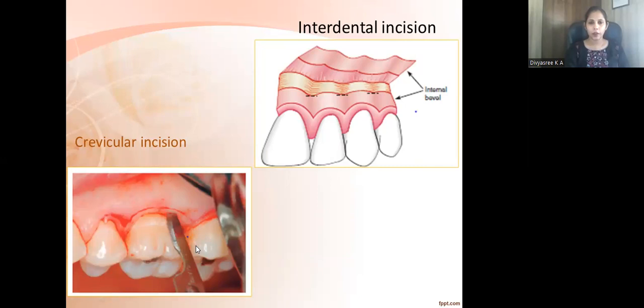The second one is crevicular incision or sulcular incision. Crevicular incision is placed from the base of the pocket towards the bone. It is placed following the sulcus from the base of the pocket to the bone. That is crevicular or sulcular incision. Then we have interdental incision. Interdental incision is placed in order to remove the remaining collar of tissue after the crevicular as well as internal bevel incision.